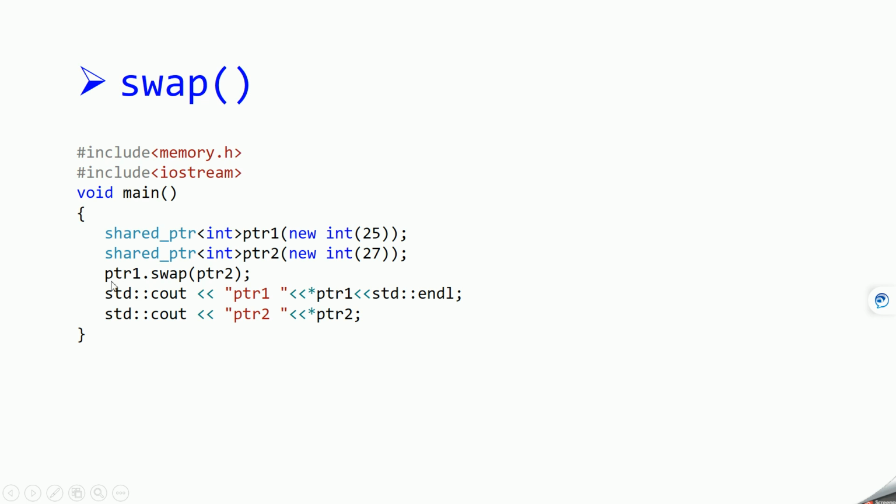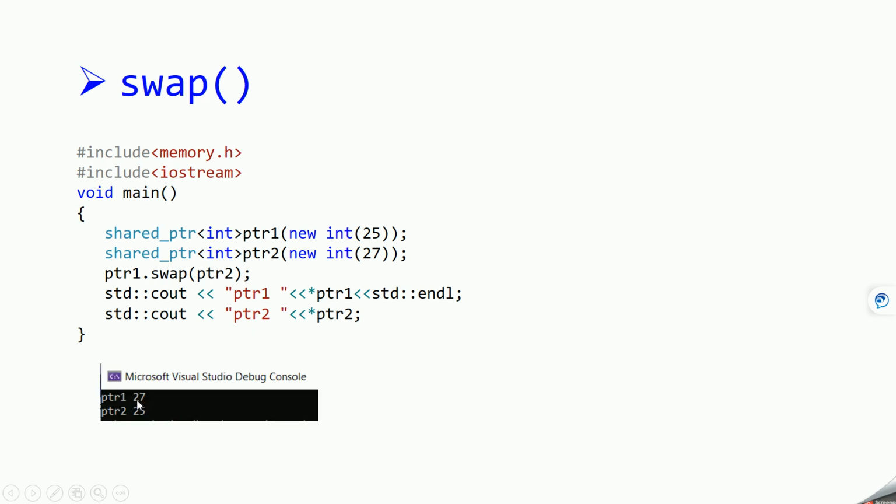Here we are doing ptr1.swap, swapping the addresses to which ptr1 and ptr2 are pointing. So now ptr1 will be pointing to the address to which ptr2 was pointing, and vice versa. Okay, so the output of this program will be 27 and 25, because we have swapped the addresses. Okay, now let's see another function of this shared pointer.